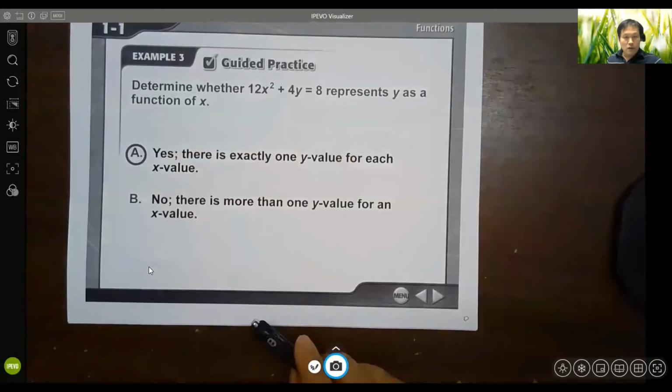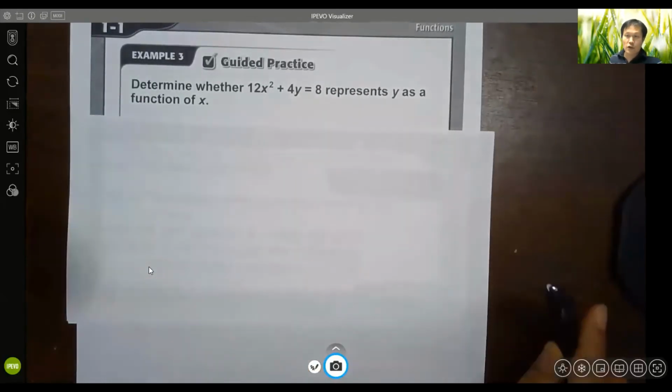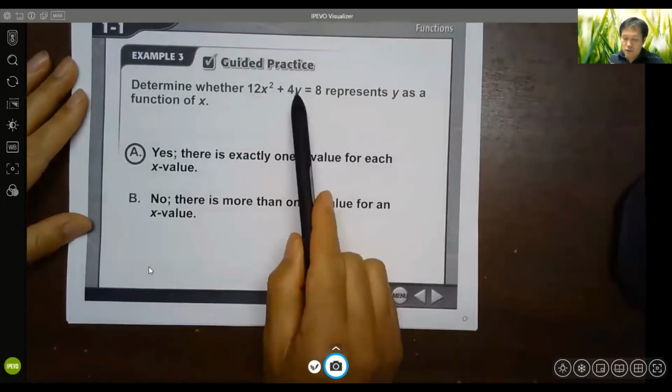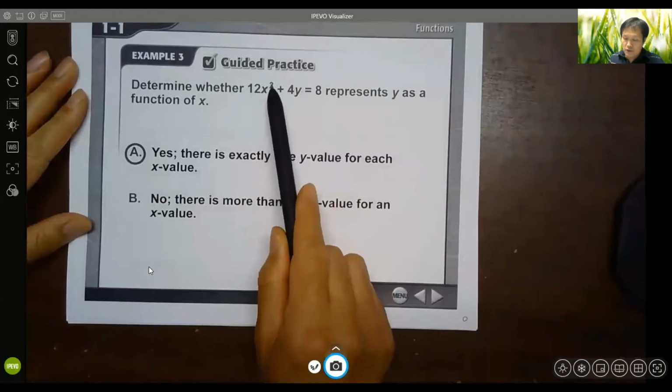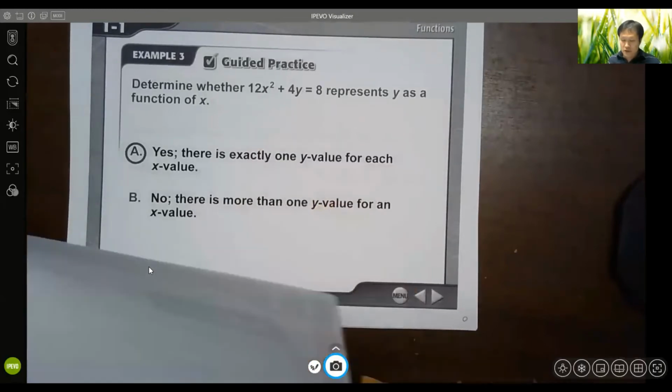So this part is example. You should try, pause it, try it. Okay, function yes or no. So if you look at it, y does not have even power. So it's x squared. So this is, you can tell, yes, it is a function.